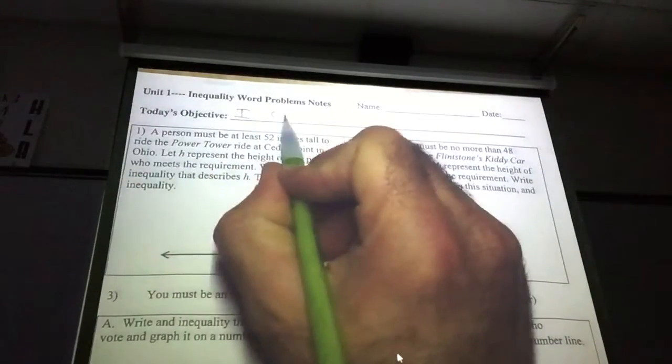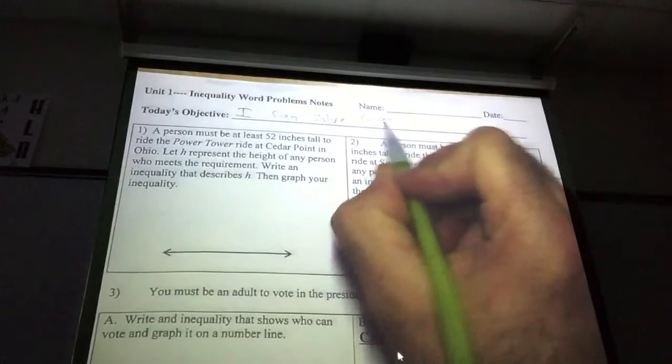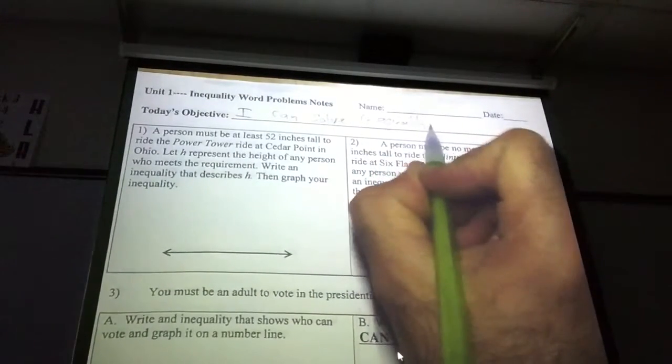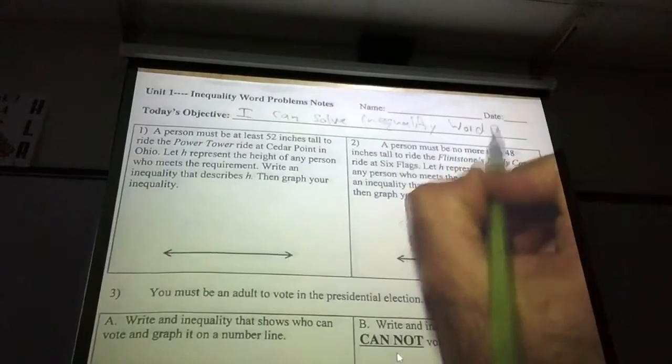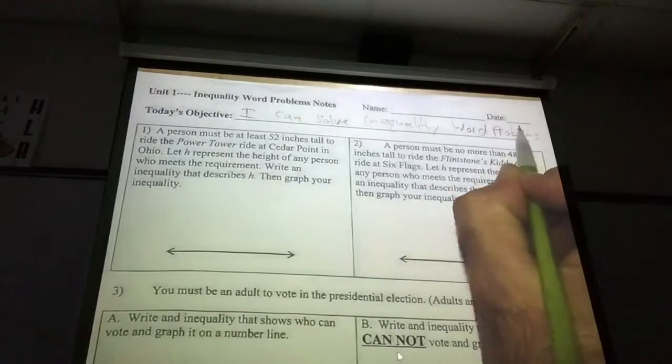I can solve inequality word problems. Okay, so let's go ahead and get started.